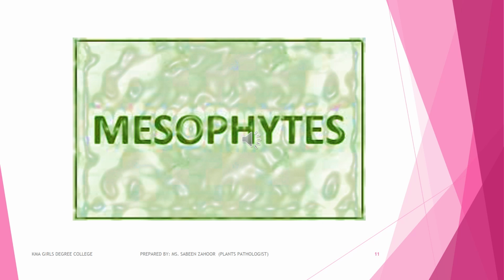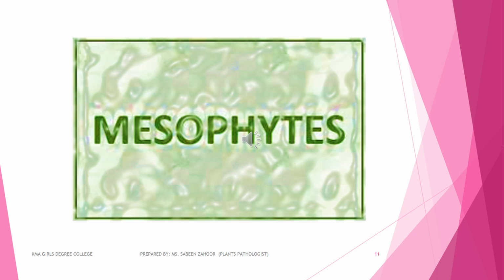On the basis of osmoregulation, we divide the plants into four main categories. First one is the hydrophytes, which we already discussed in our previous lecture, right? Second one is the xerophytes. Third one is the halophytes. And fourth one is mesophytes. So what are the mesophytes?